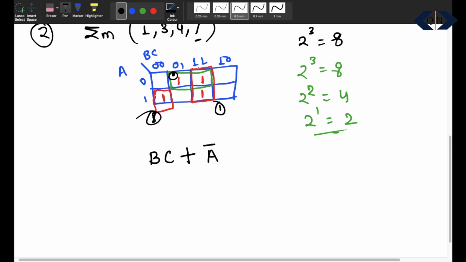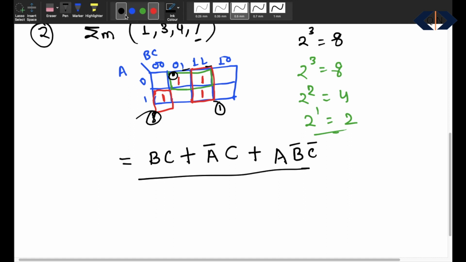And what is constant this side? This side C is constant and B is changing. So we will be writing C, and since the constant is 1, we will be writing C, not C bar. Now for the third, this is 1 only, and we have to write A, B bar, C bar. So in this way we can write those simplified equations.